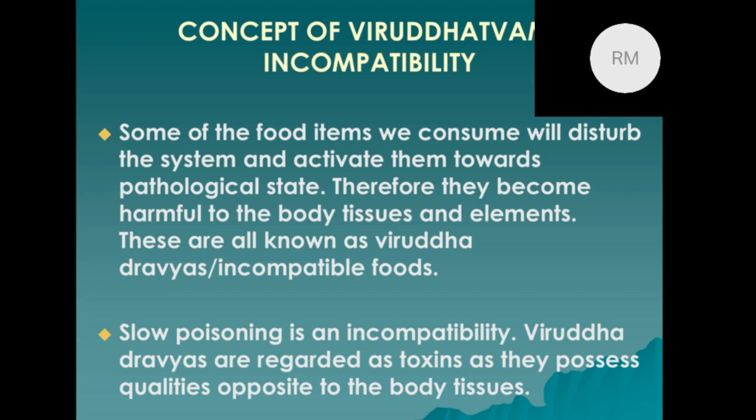These things are not so adequately discussed. Whereas in Ayurveda, there is this concept of incompatibility. Even good foods, if you consume them in wrong combinations, then they become harmful to the body, tissues, and elements. So these are called incompatible foods. Incompatible foods are regarded as slow toxins. They eventually pose stress to the system. They are triggers for autoimmune disease. Are you aware of autoimmune diseases?